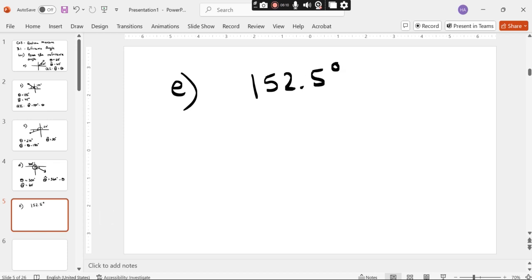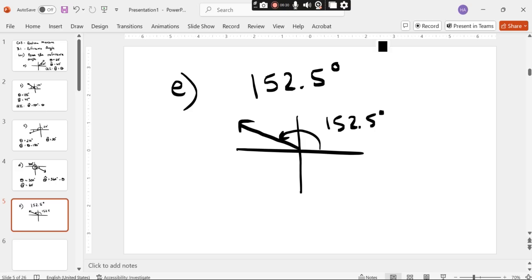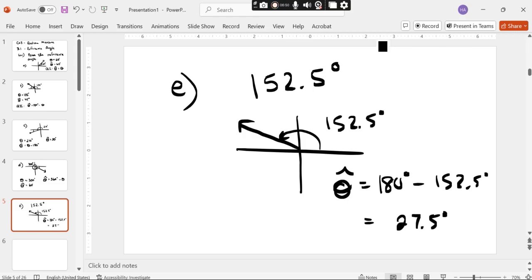152.5 degrees. What is my reference angle? This time it's good to use the formulas. So if I'm here, I'm in quadrant 2, is that right? 152.5 degrees. And this time you probably want to use a calculator, or you can do it in your head. I'm going to do 180 degrees minus 152.5, and the answer for that is 27.5 degrees. Cool. Okay, there's one.